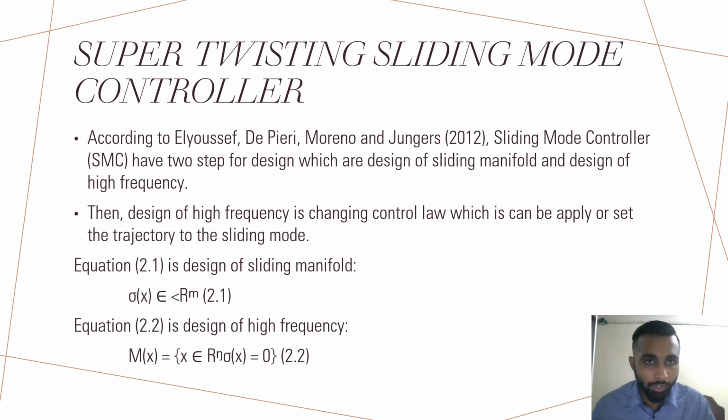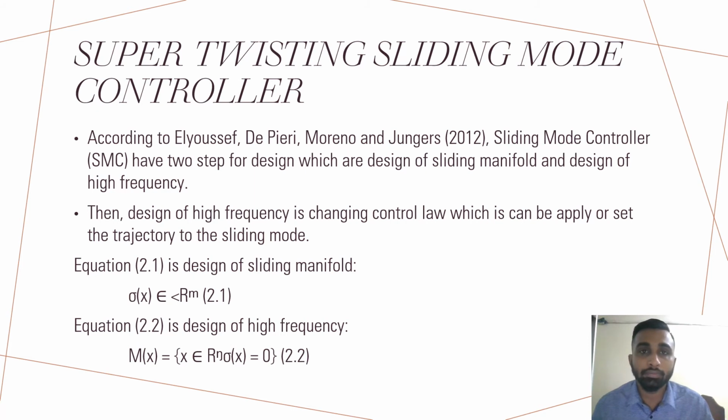Now, the last part of our literature review will be the super twisting sliding mode controller. According to Liusef, D. Pere, Moreno and Jungas, sliding mode controller SMC has two steps of design, which are design of the sliding manifold and design of high frequency. Then the design of high frequency is changing the control law, which can be applied to set the trajectory to the sliding mode. These two equations are used to design the manifold and the high frequency. As you can see, equation 2.1 is the design of the sliding manifold, while equation 2.2 is the design of high frequency.